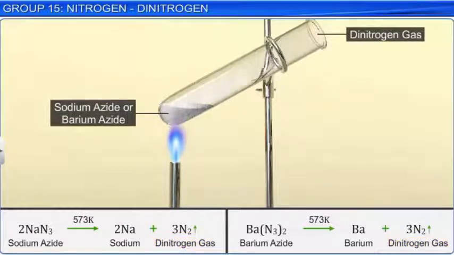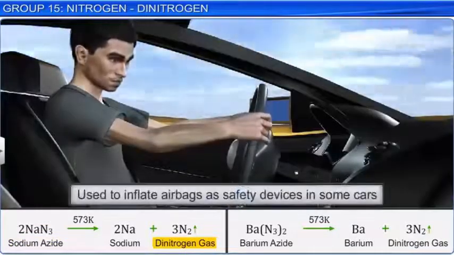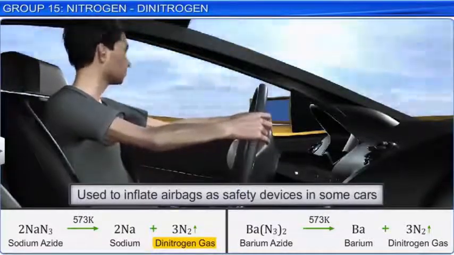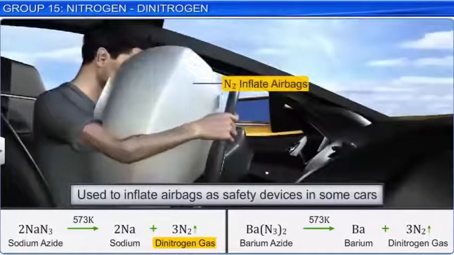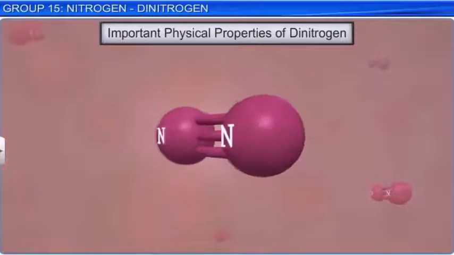Have you ever heard this? Thermal decomposition of sodium azide, which generates dinitrogen, is used to inflate or fill airbags used as safety devices in some cars. Let us now look at some important physical properties of dinitrogen.